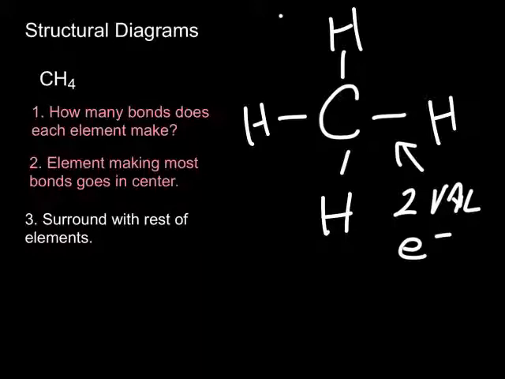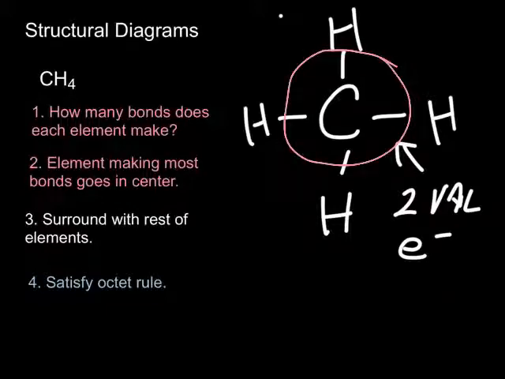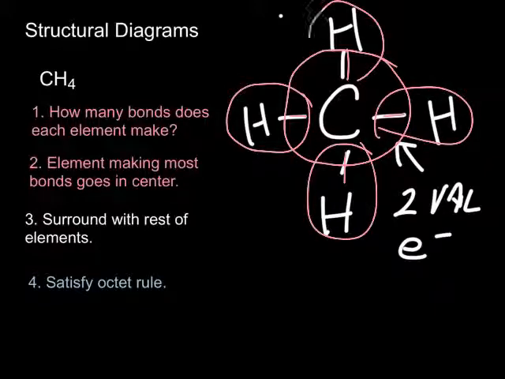The last thing I do is make sure that the octet rule is satisfied. So in this case, I look at the carbon, and as we look around it, carbon's got 2, 4, 6, 8 electrons. So carbon is definitely satisfying the octet rule. Hydrogens only need 2 electrons, so each of those guys has their 2. And I'm just circling these to show that you don't have to actually draw the circles. So that would be the structural diagram for CH4.